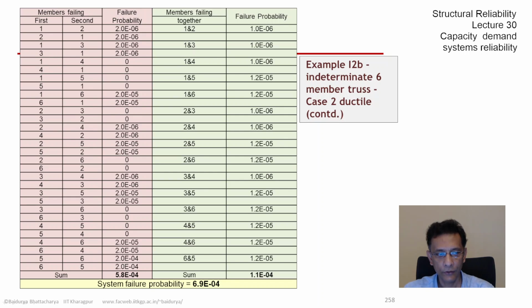We get 5.8 10 to the minus 4 for the sequential events, 1 times 10 to the minus 4 for the simultaneous events, and the sum is about 7 in 10 to the minus 4. Compare this with about 5.7 10 to the minus 3 in the brittle case. So just by replacing the brittle elements with ductile elements, the failure probability goes down by a whole order of magnitude.